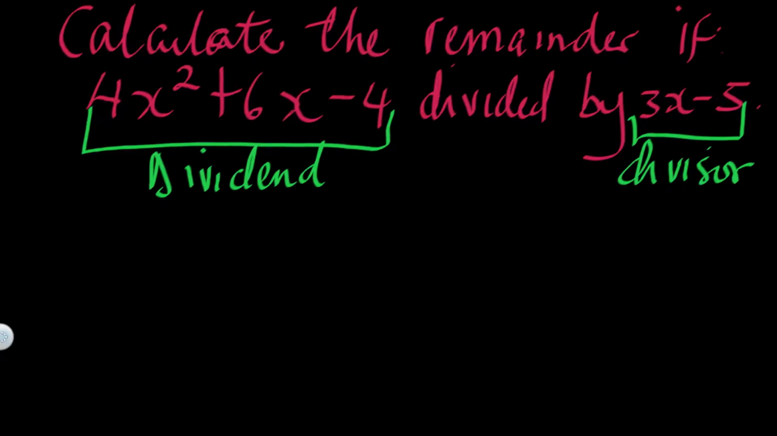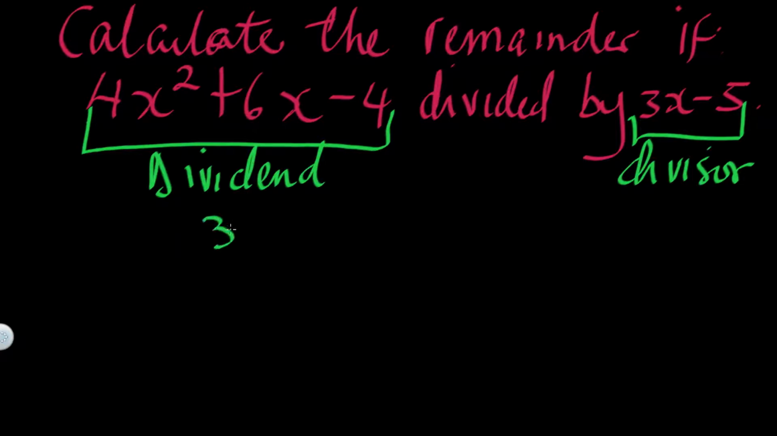As usual, you need to find your A, then you find your f of A, which is your remainder. So it's quite a straightforward issue. To find our A, we take our divisor, we equate it to 0, then we solve for x.